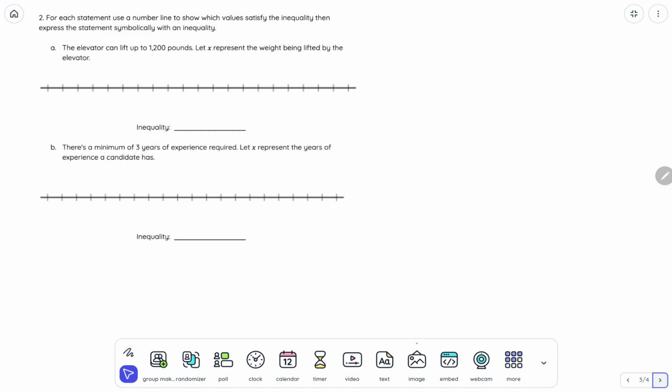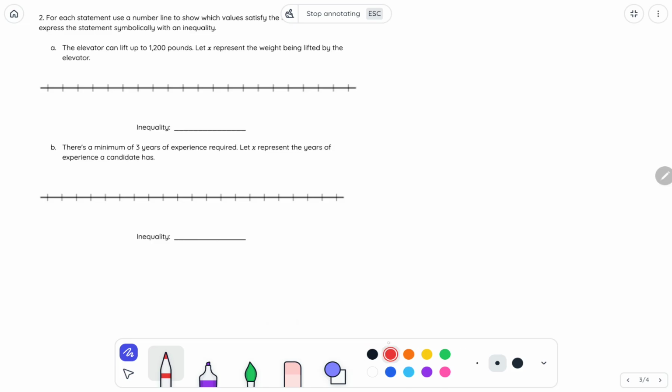For part 2, the directions say for each statement, use a number line to show which values satisfy the inequality, then express the statement symbolically with an inequality. So A, the elevator can lift up to 1,200 pounds. Let X represent the weight being lifted by the elevator. So X can lift up to 1,200 pounds.